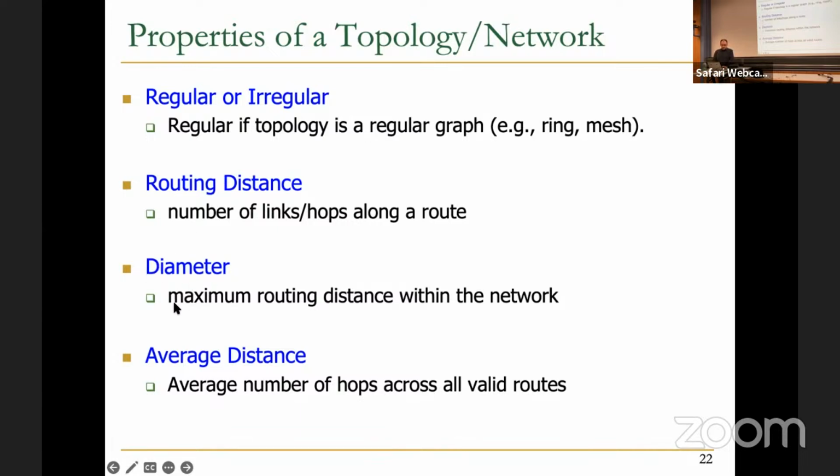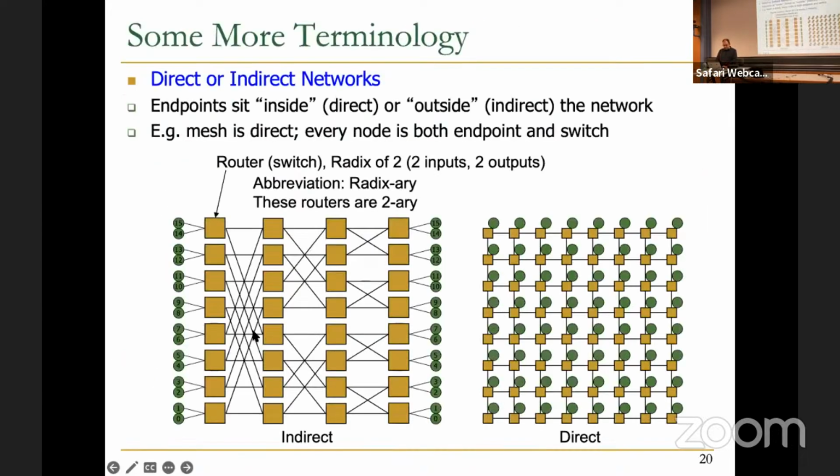However, diameter is the maximum routing distance within the network. So diameter is defined by the topology. In this network, for the indirect network, your diameter is 4, right? For example, assuming you want to go from this node to this node, you need to go through all these steps: one hop, another hop, another hop, and another hop. So you need to take 4 hops to reach the destination.